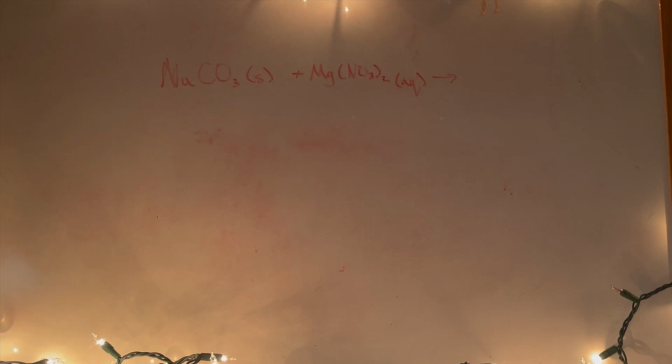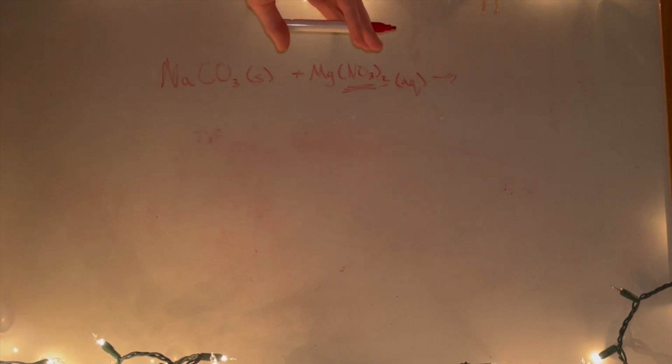So in this case, we have NaCO3, and that's going to be solid, plus MgNO3, and that's going to be aqueous. So if this is aqueous, we want to find out first which part of the molecule is aqueous. And since we know Mg, or magnesium, typically isn't aqueous, we can detect that the NO3 is the part that makes it aqueous. So whatever molecule has the NO3 after this, or in the products, will be aqueous.